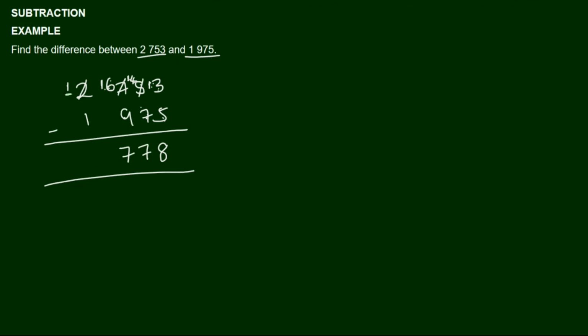Now here we are left with 1,000. So 1,000 minus 1,000 is 0. So the answer is 778.